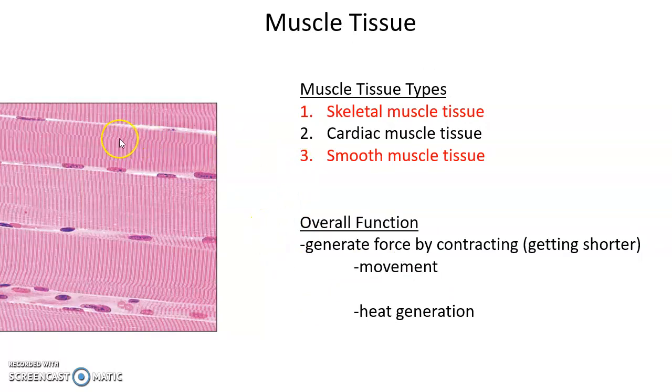Muscle tissue. Muscle tissue includes skeletal muscle tissue, cardiac muscle tissue, and smooth muscle tissue. These tissues contract, that is, get shorter, and this generates a force. This force often allows for some kind of movement and also can help generate heat.